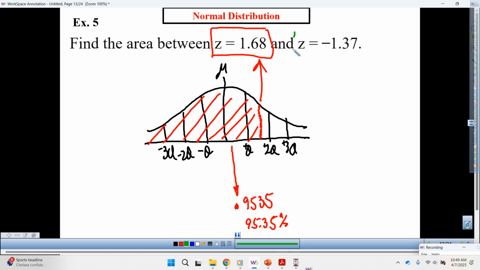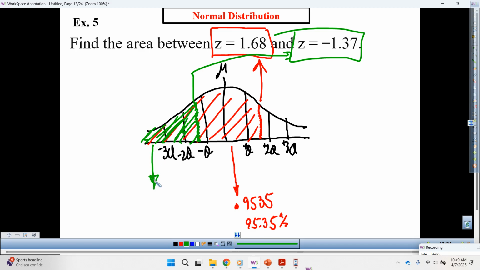All right, let's look at the other z. The other z I'm going to do in green is negative 1.37, which is here. And I need the area to the left of that one. What number do we get for that one? Vanya. 0.0853. So that is 8.53%. Okay. However, I just want this area.